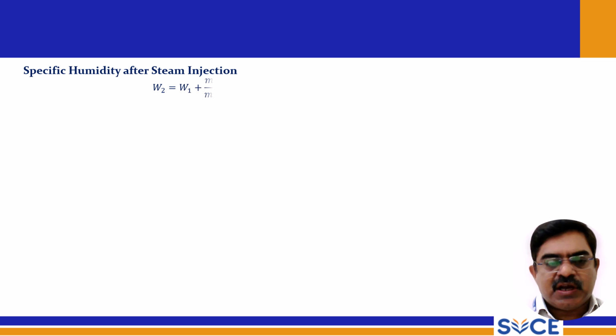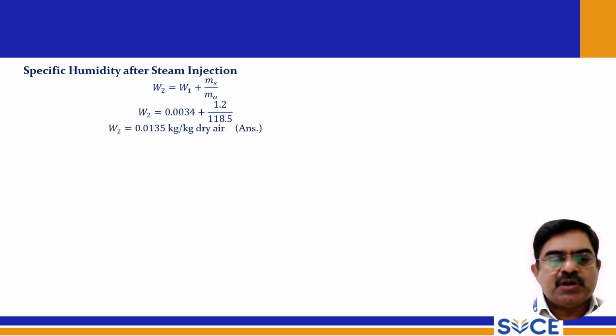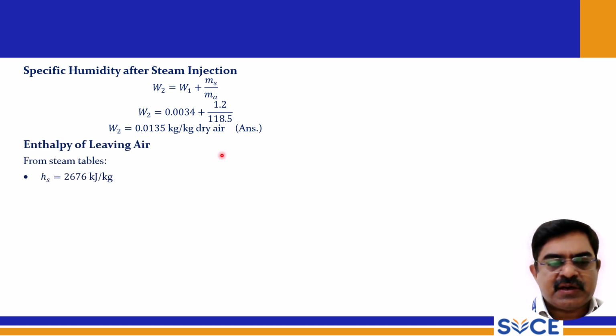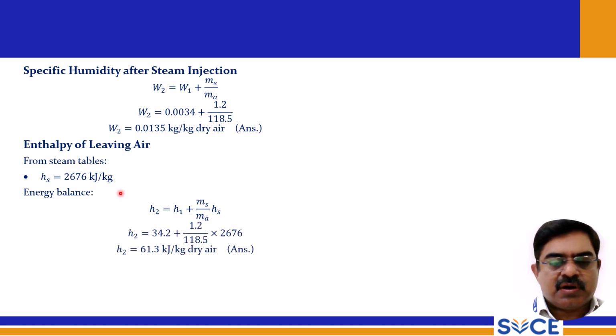Now the specific humidity after steam injection: W2 equal to W1 plus ms by ma. So W2 can be found, and that is 0.0135 kg per kg of dry air. For the enthalpy of the leaving air, from steam tables hs equal to 2676 kilojoules per kg, and the energy balance is H2 equal to H1 plus ms by ma into hs. We can find this from the equation because we know H1, ms, ma and hs, and from this we get H2 equal to 61.3 kilojoules per kg of dry air.